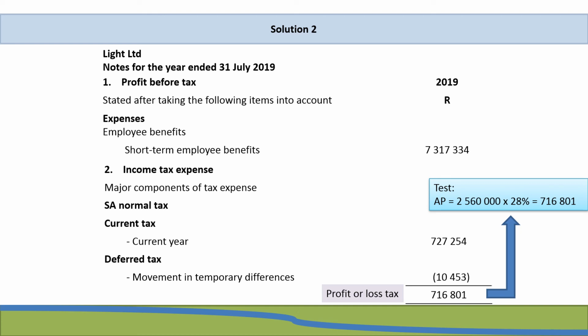When there are permanent differences, you would need your tax reconciliation to do the test to see whether it works out. Now, the amount of 716,801 is the amount that will be reflecting on the statement of profit or loss under your tax expense. Therefore, the income tax expense note supports the statement of profit or loss. Now, the reason I am pointing this out is, as on the previous slide, I included the journal for explanatory purposes, and as you can see, we are crediting our deferred tax in this note, and that is consistent with the journal on the previous slide where we credited our deferred tax for profit or loss.